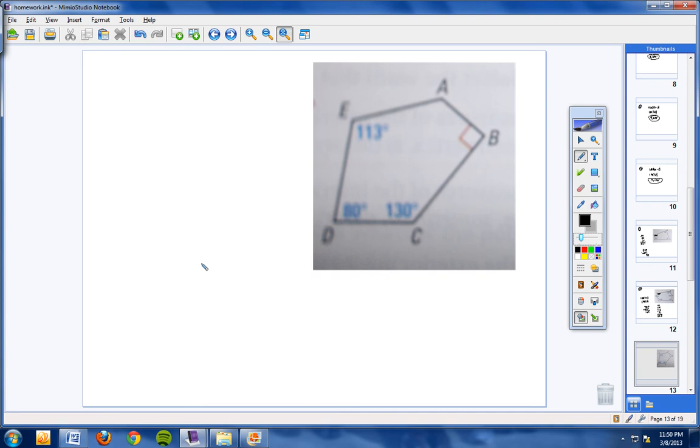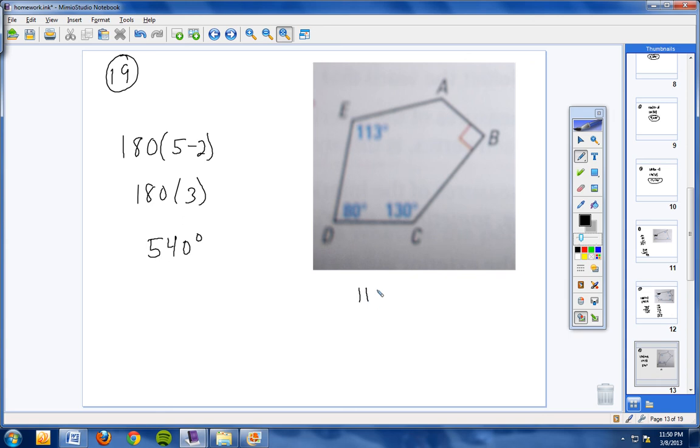All right, let's take a look at number 19. Looks like we have 5 sides. If you count the sides, you'll see there's 5 sides. So let's find out what all 5 angles should add up to. Should be 5 minus 2, which would be 180 times 3, which would be 540 degrees. So all these angles should add up to 540.